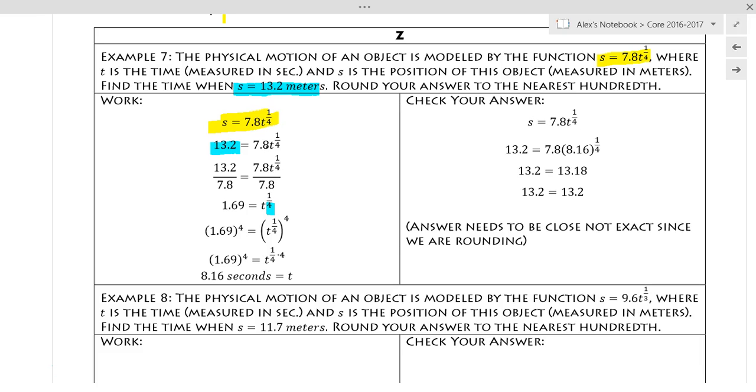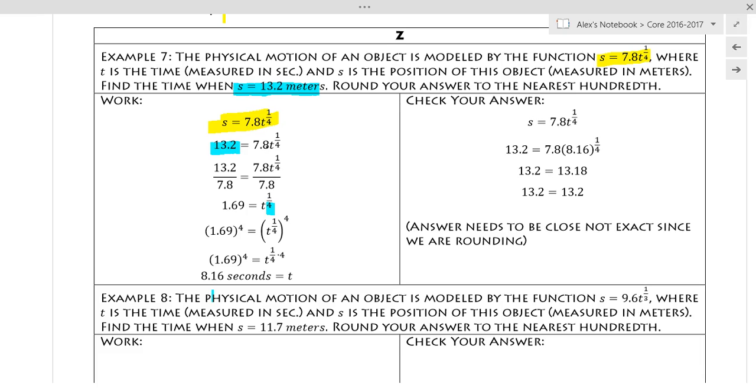So when we raise a power to a power, we multiply. That's going back to target 1a, our power rule. So since I have to multiply those numbers, I need them to cancel out. That way I'm just left with t. And then typing in my calculator, 1.69 to the 4th is 8.16 seconds. So t equals 8.16 seconds.